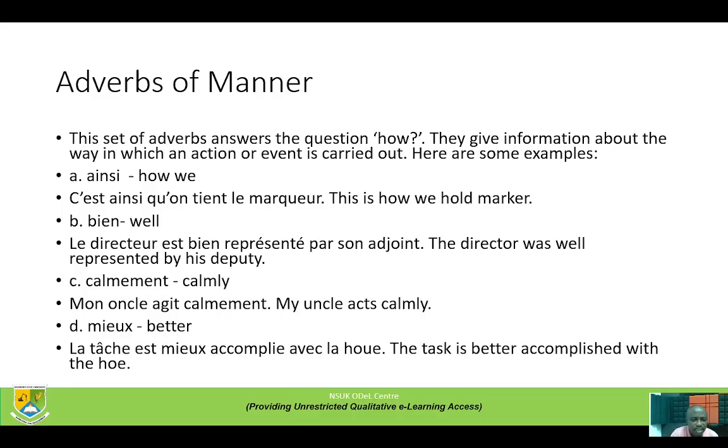Calmement, calmly. Mon oncle agit calmement. My uncle acts calmly. Mieux, better. La tâche est mieux accomplie avec la houe. The task is better accomplished with the hoe.